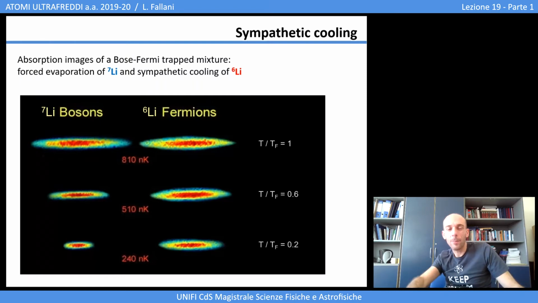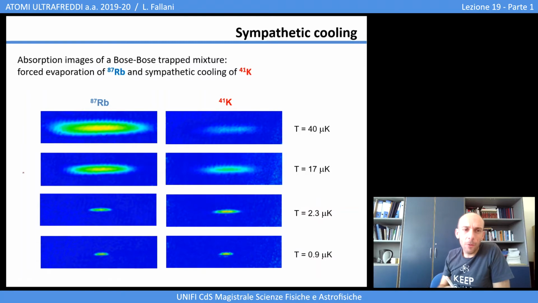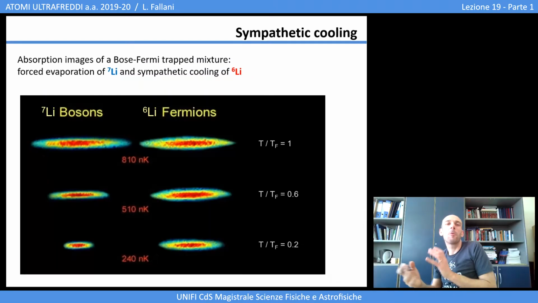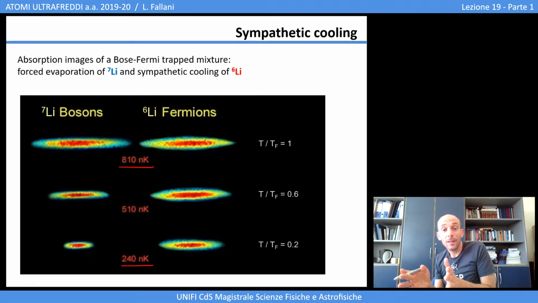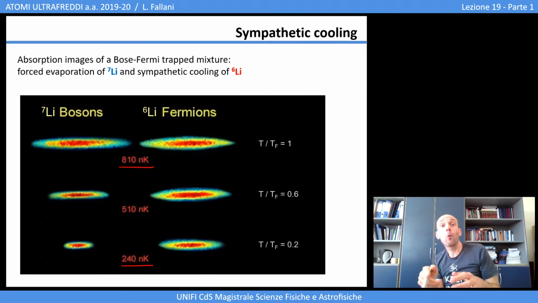While in the previous case, during all the steps, you see that the cloud always has the same size for the two species, here you see that it has the same size, more or less, at the beginning of the process, with a temperature of 800 nanokelvin. At the end of the cooling, at 240 nanokelvin, the width is very different now. And what you are observing here is really the difference in quantum statistics between bosons and fermions.